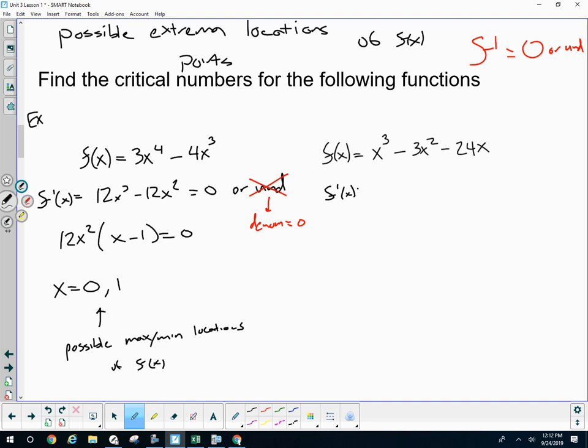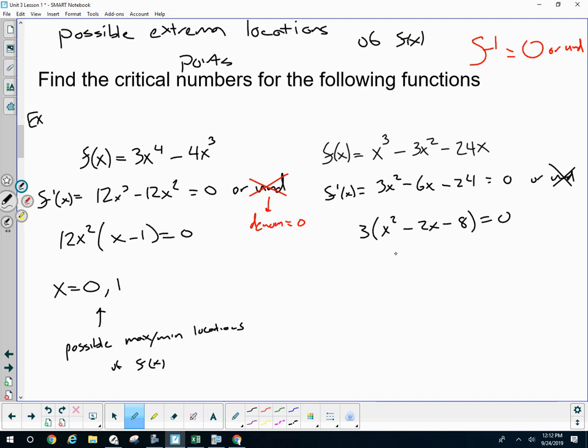Pretty simple. Find the tangent slope generator. See when it generates a tangent slope of 0, or when it's undefined, but it doesn't have a denominator, so we don't have to worry about it. In this situation, I factor out a greatest common factor of 3. Since I factor out only a 3, 0 is not a solution.